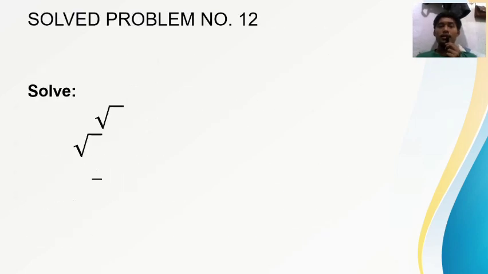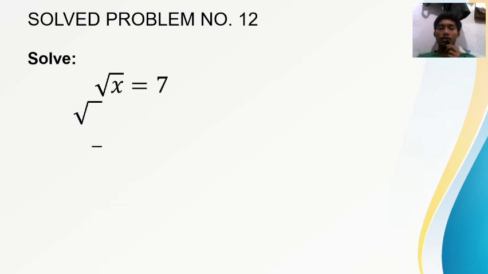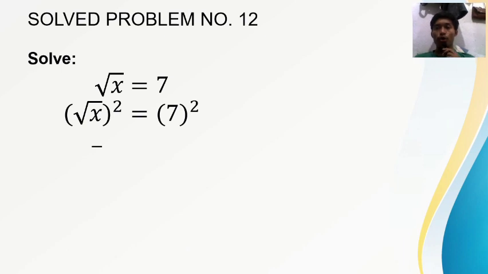Next, let us proceed to the equation. So we have square root of x is equal to 7. All we have to do is to raise both sides to the squared power, or 2. Bakit? Kasi diba kapag hindi tayo nakakakita ng index sa bawat radical, understood na meron siyang 2. So we have to raise it to 2.